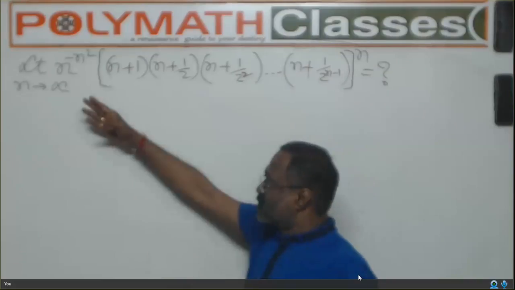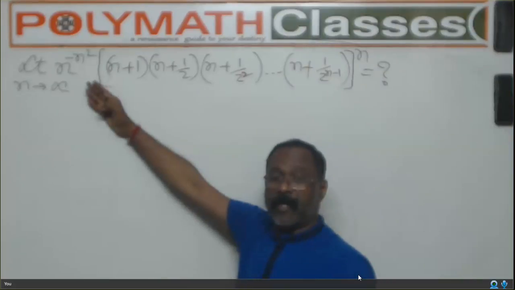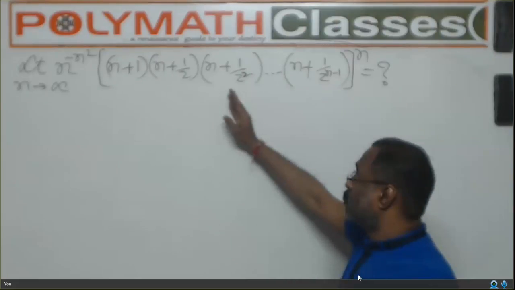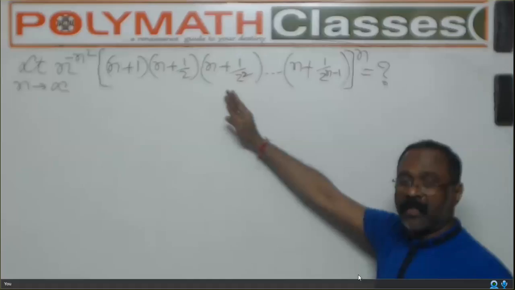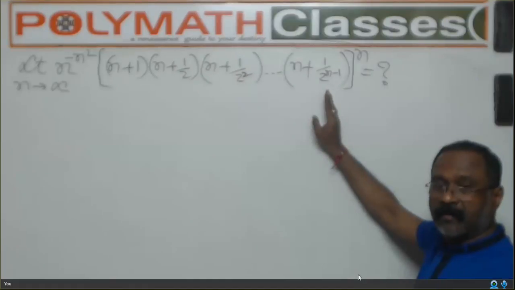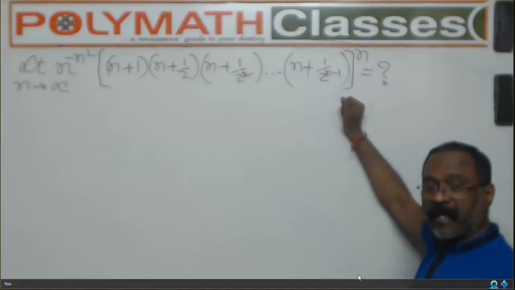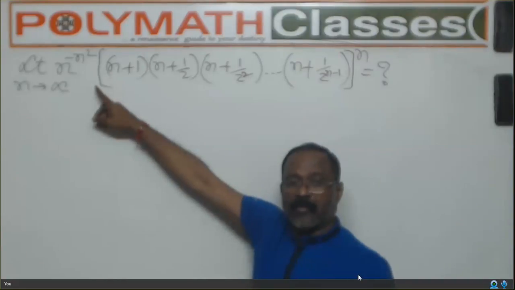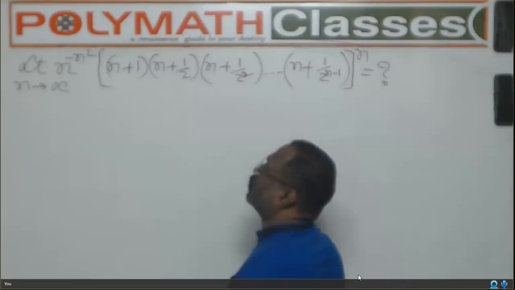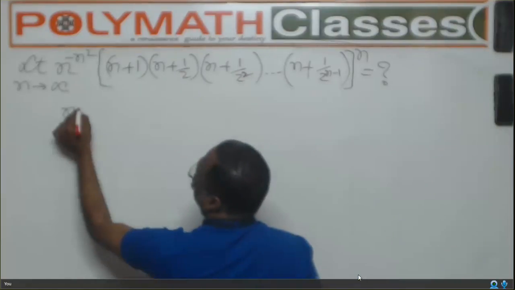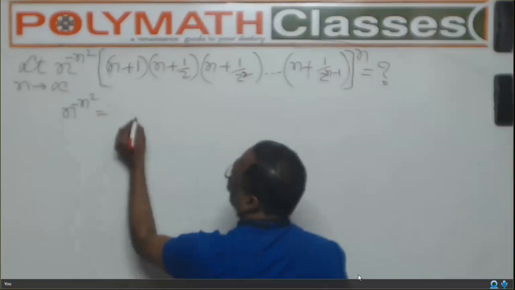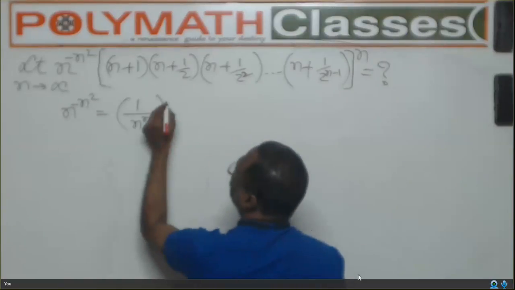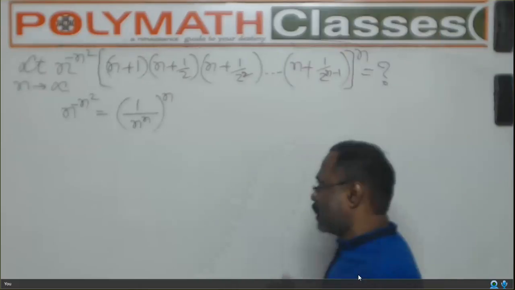of n power minus n square, n plus 1 into n plus 1 by 2 into n plus 1 by 2 square and so on n plus 1 by 2 power n minus 1 whole power n is to be found out. Now you have to understand that this n power minus n square is nothing but 1 by n power n whole power n. Just understand it. N power n whole power n.